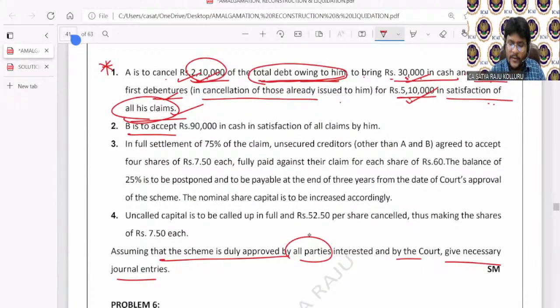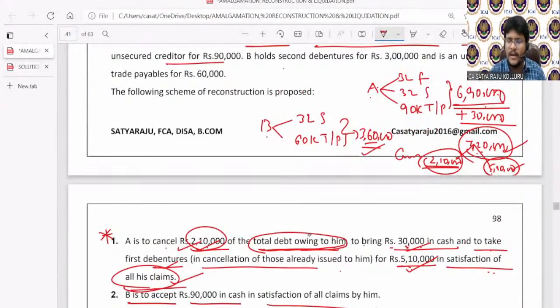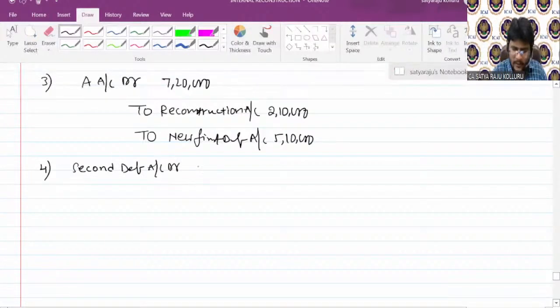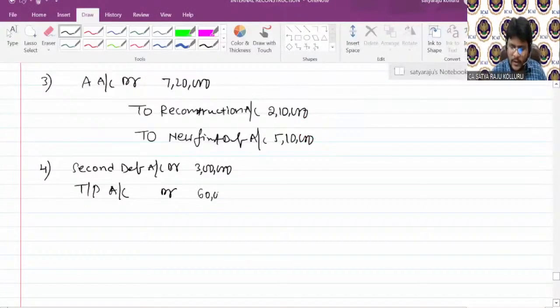B is to accept 90,000 in cash in satisfaction of all claims by him. Sir, in satisfaction of all claims, first for B, how much amount needs to be payable in total? 3,60,000, right? Now first let us go there. That is second debentures account debtor, which is 3 lakhs, and trade payable account debtor, which is 60,000. So total is 3,60,000. It needs to be payable to B, 3,60,000.